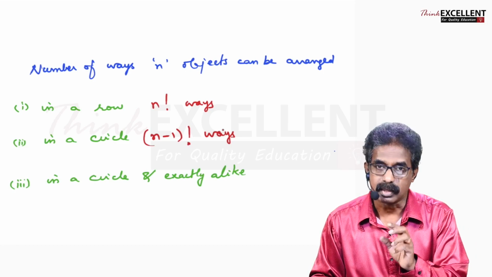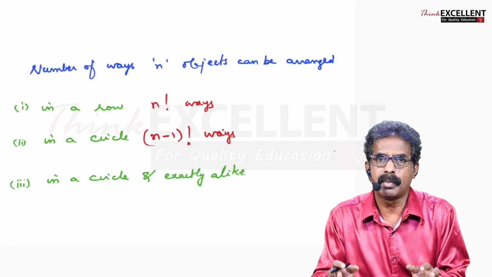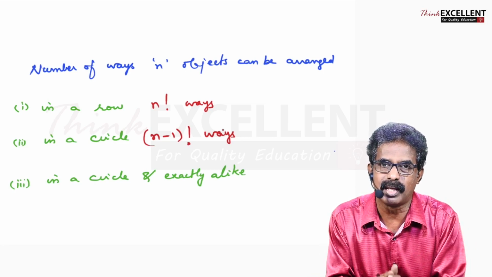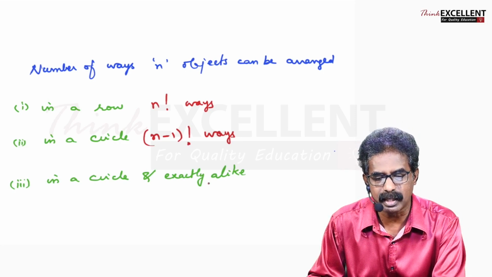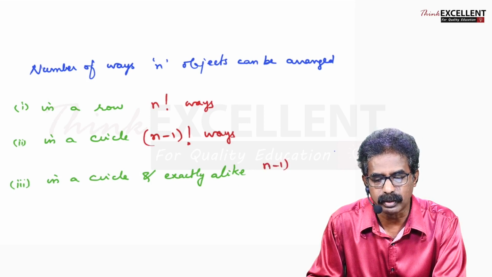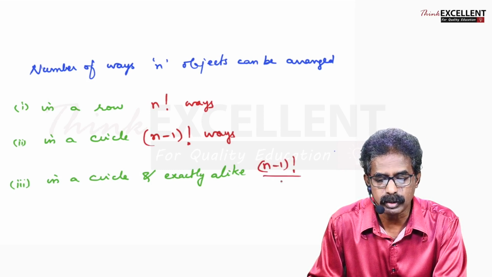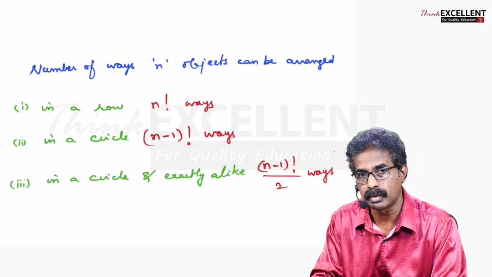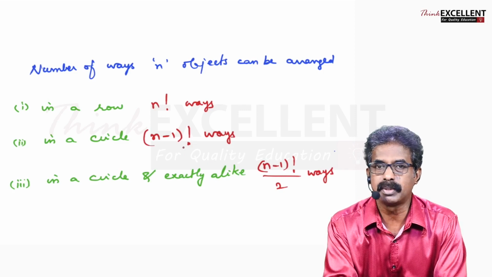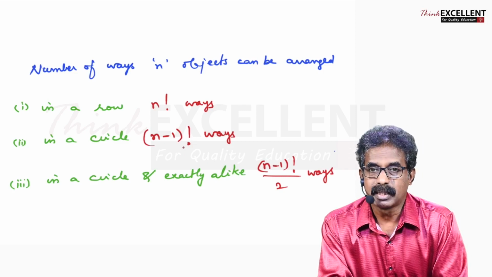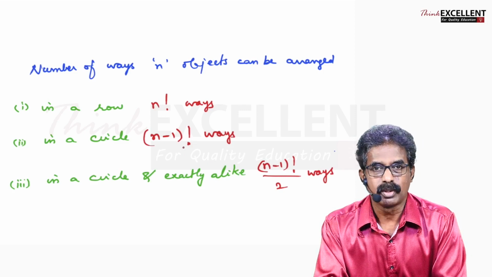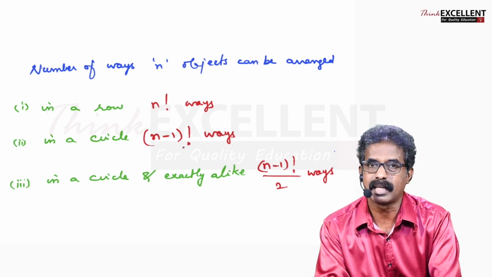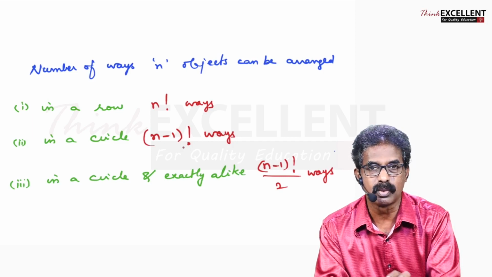Third one: circle only, but all the objects are exactly alike. You are not able to distinguish them. Everything looks similar. Then that can be done in (n minus 1) factorial by 2 ways. So take these 3 as formulas. It will be useful for a lot of competitive exams also. So n objects can be arranged in a line in n factorial ways, in a circle in (n minus 1) factorial ways, and in a circle where they are all exactly alike, in (n minus 1) factorial by 2.